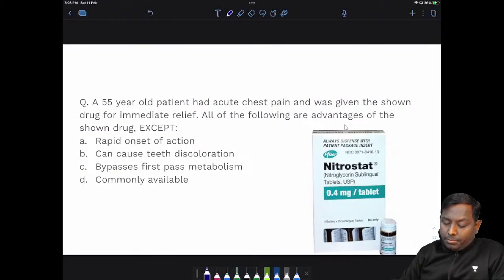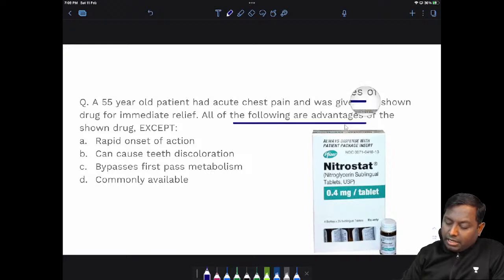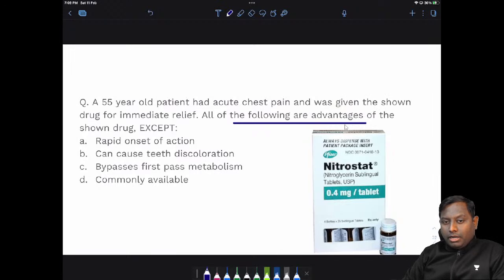Okay, a 55-year-old patient has acute chest pain and was given the shown drug for immediate relief. All of the following are advantages of the shown drug. The important points I have underlined. If you are a little smart, you can easily pick it up. All of the following are advantages of the drug except: rapid onset of action, can cause teeth discoloration, bypass first-pass metabolism, commonly available. Go ahead, please.